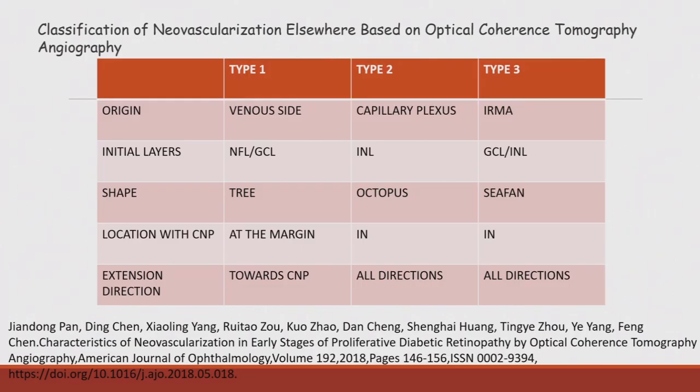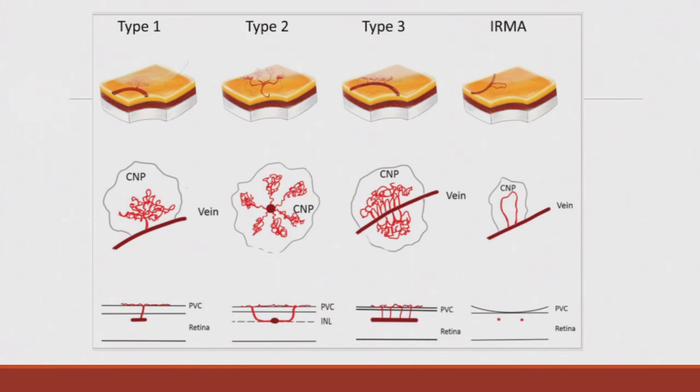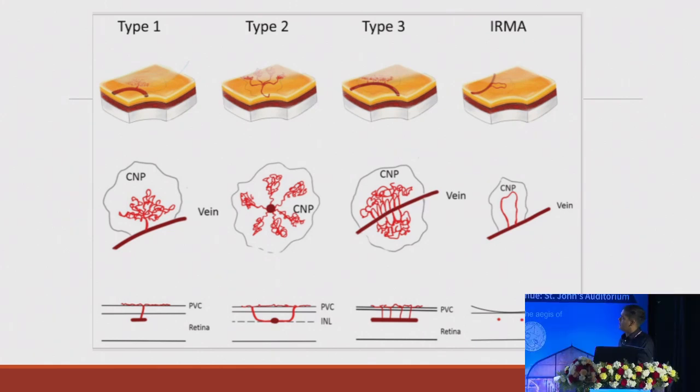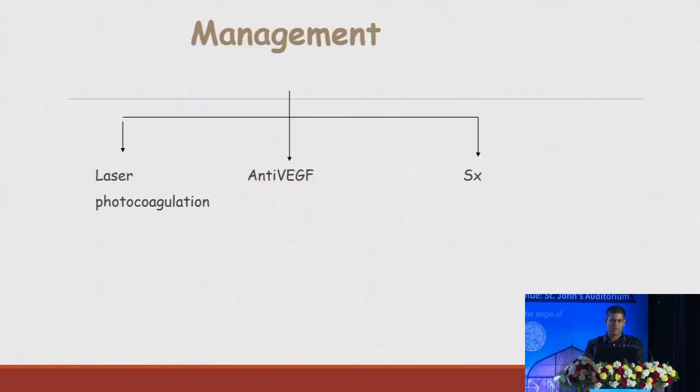So NVE is classified according to OCT angiography into type 1, type 2, and type 3. Type 1 arises from the venous side, type 2 arises from the capillary plexus, and type 3 arises from the intraretinal microvascular abnormalities. Type 1 is characteristically a tree-shaped pattern, type 2 is an octopus-shaped pattern, type 3 is a C-fan pattern. So OCTA and fundus fluorescein angiography are very important to confirm the diagnosis of PDR.